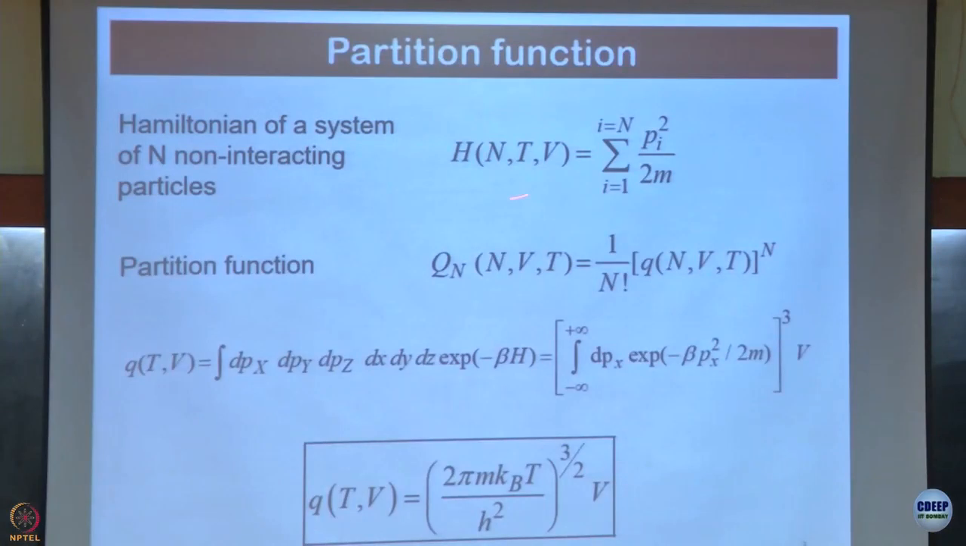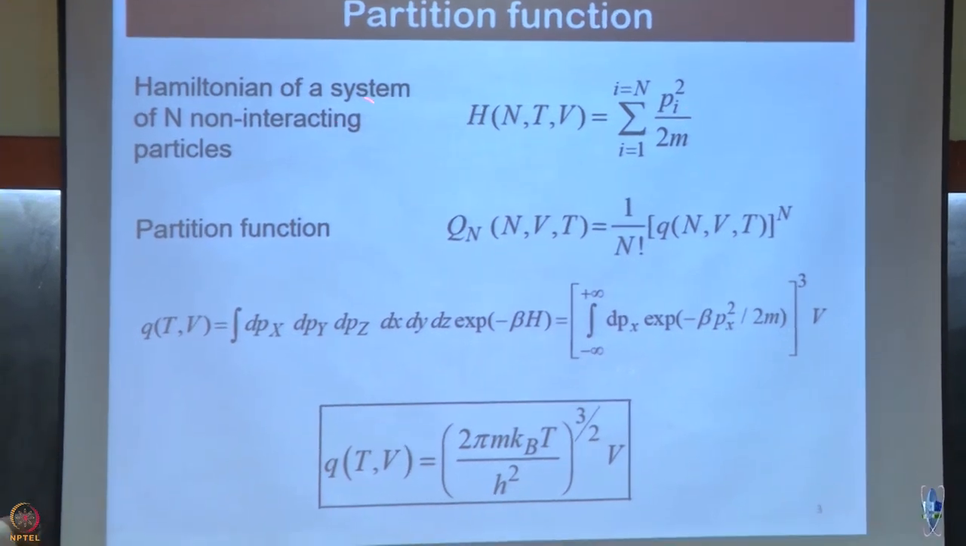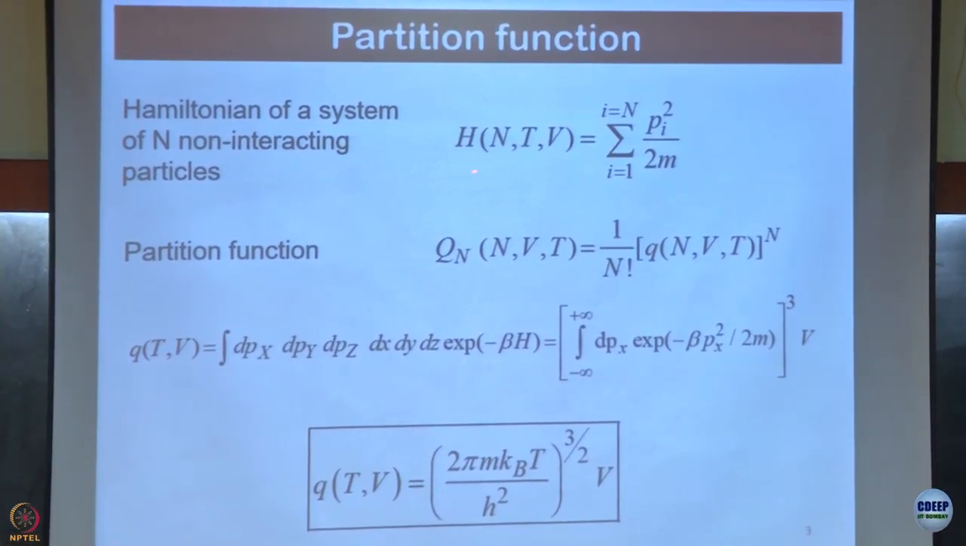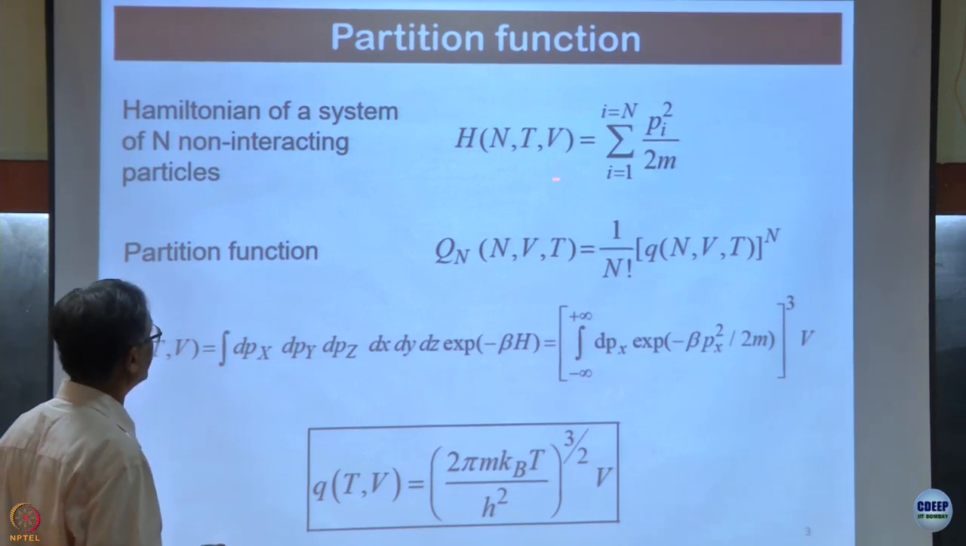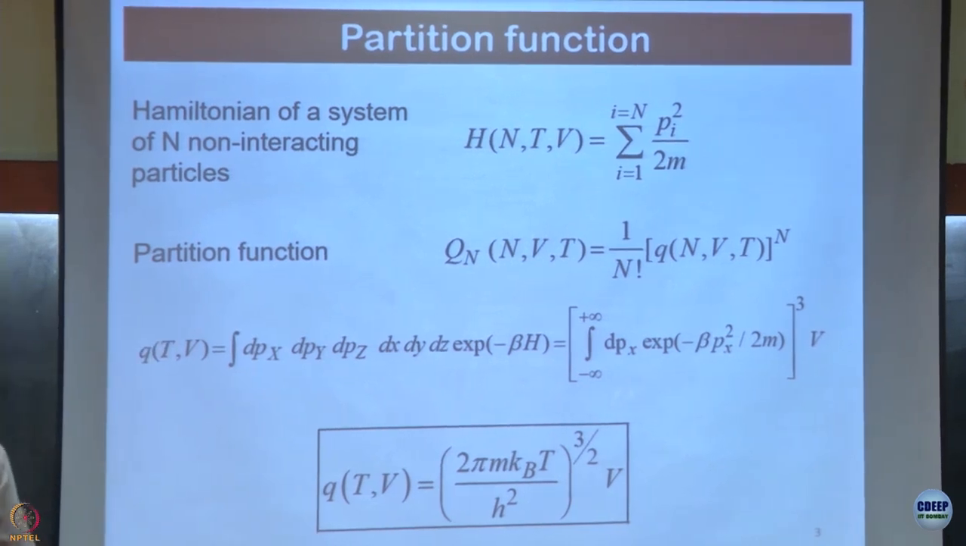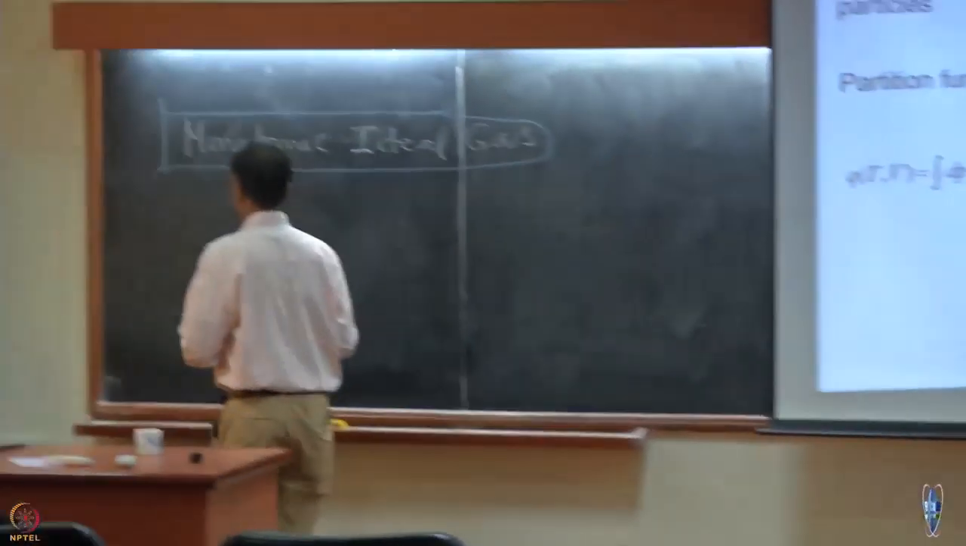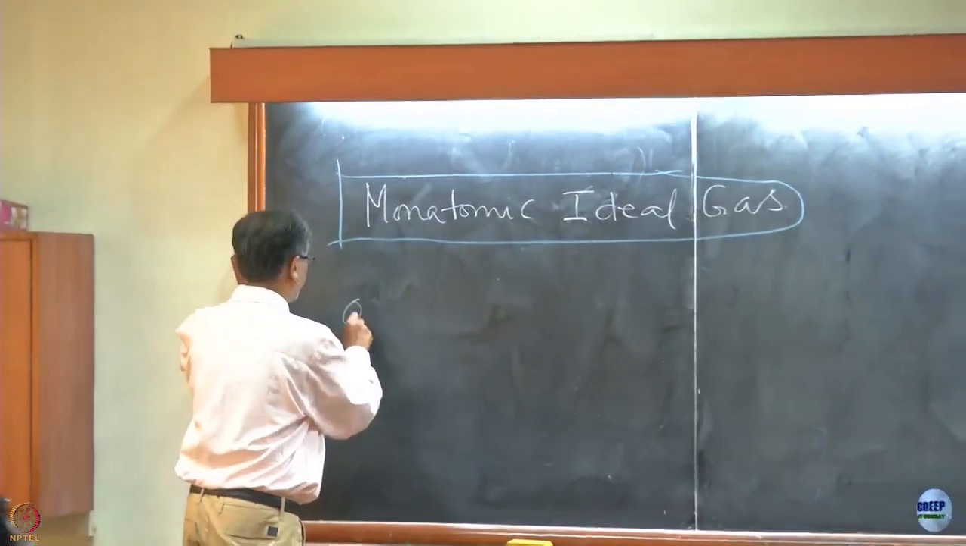The Hamiltonian of the system of non-interacting particles, H(N,T,V), with N the number of particles, is just kinetic energy. There is no potential energy, since they are non-interacting. Then the partition function is just the integration over all the particles. So, the partition function of N number of particles.